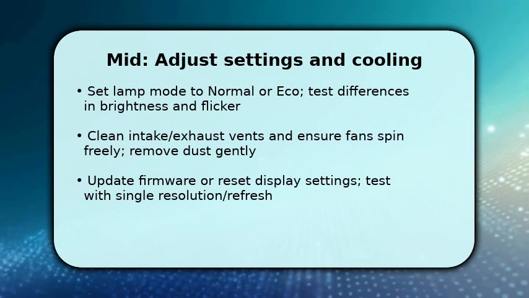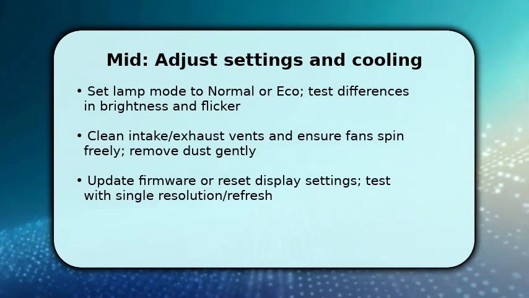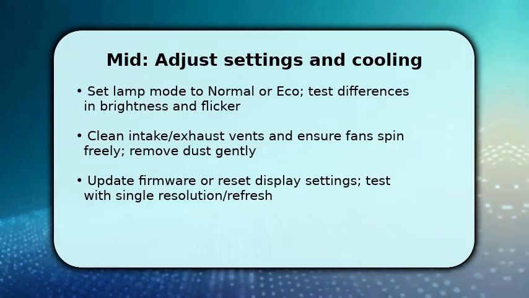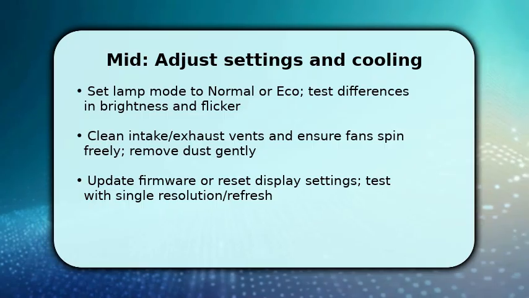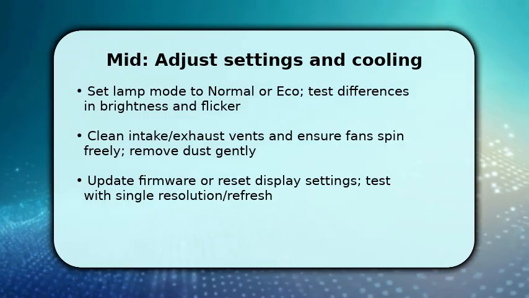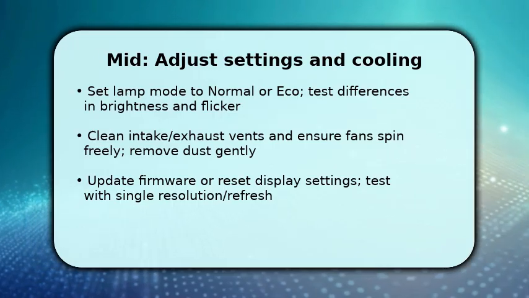You now address settings and airflow. Change lamp mode between normal and eco, because lamp electronics and brightness scaling can cause flicker. Test after each change to compare. Make sure vents are clear. Power down and use compressed air to remove dust, and confirm fans spin smoothly to prevent thermal throttling.